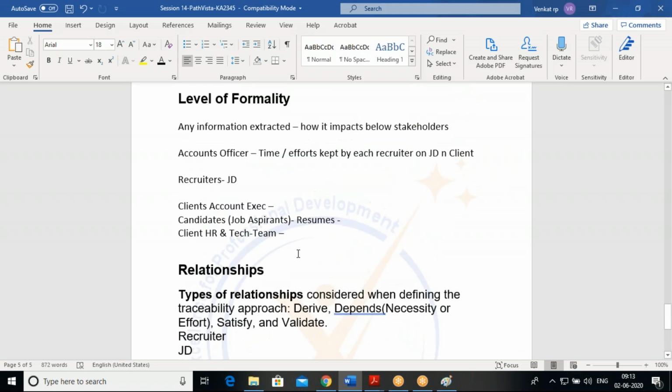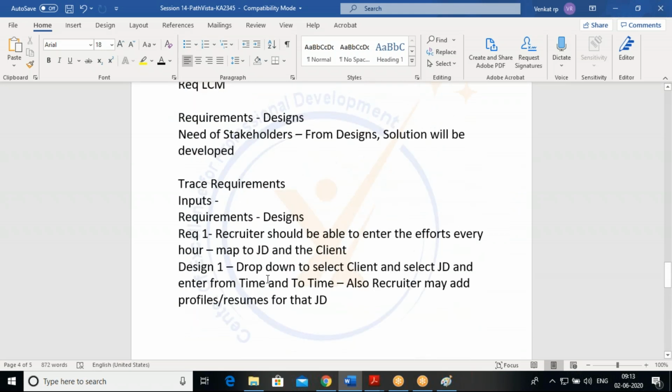So in the backend design, you can see here I said the drop down of the client and the JD will be selected. And here previously, for all the recruiters, the JDs will be selected.